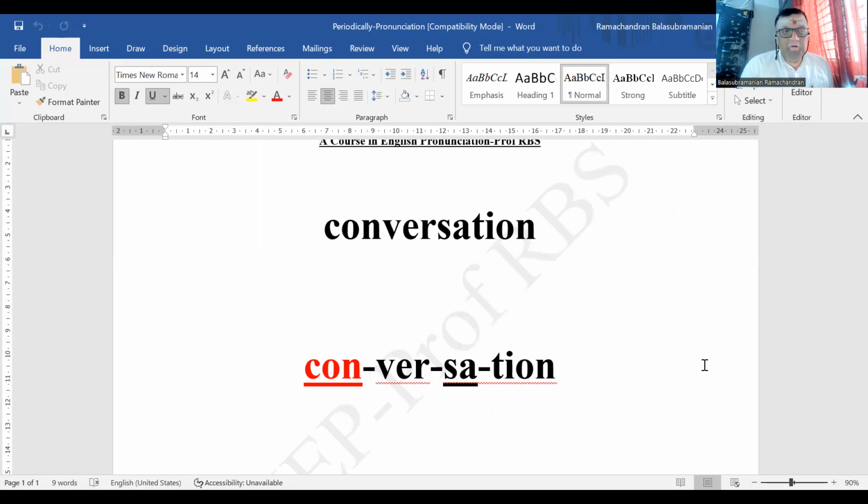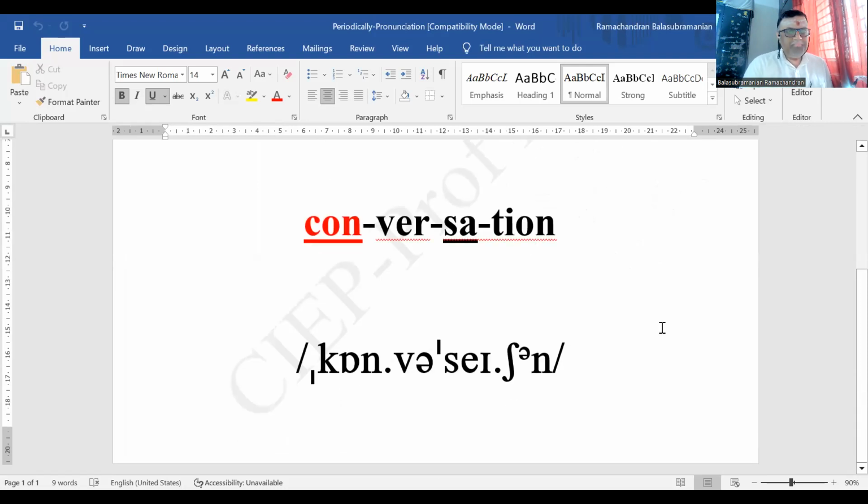The word for today is conversation, and there are 2 stress syllables here. The 3rd syllable, say, takes the primary stress, and we have the secondary stress on the 1st syllable, con. Let us look at the transcription. The secondary stress syllable is shown by a symbol below the syllable, and the primary stress syllable is shown with a symbol above. And if you notice something here, I have introduced this.